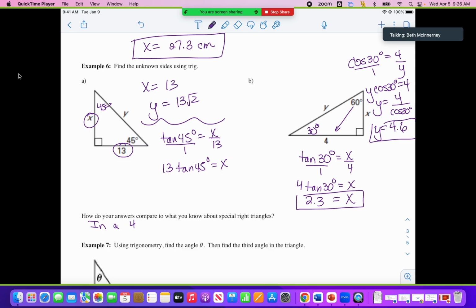So in a 45, 45, 90, the legs are equal. In a 30, 60, 90, the hypotenuse is double the short leg, which we learned yesterday.